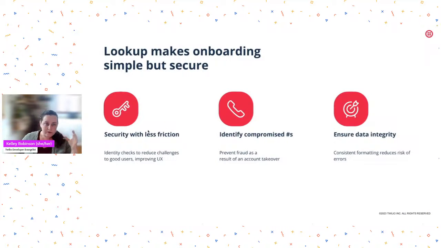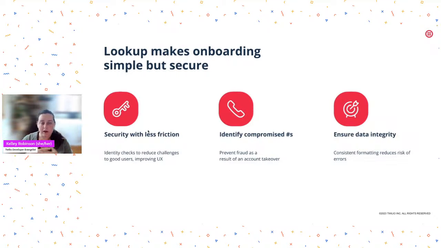So just a little bit more about the Lookup API. This makes onboarding simple and secure. One of the things that we see a lot of people thinking about is how can you add security without adding too much friction? Because Lookup is an information API, this can all happen in the background, right? So you can look up a phone number when somebody's inputting the phone number, and make sure that that's a valid phone number. Tell them whether or not they might have a typo.